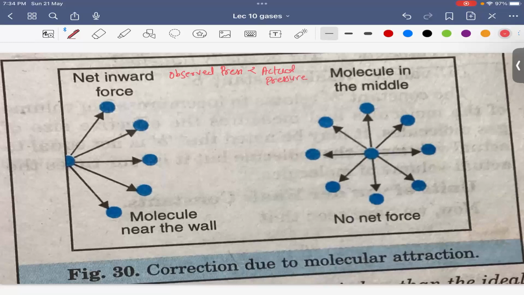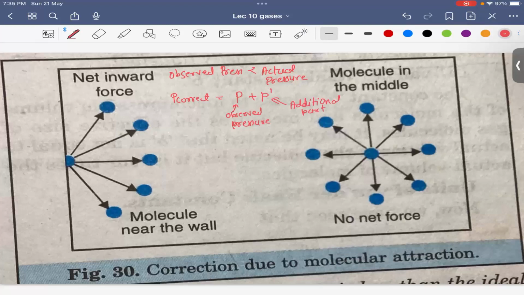Hence, we should add a correction term to it. So P corrected has to be P of the observed gas plus some P dash. If somehow we are able to find this P dash, we can find the actual pressure. So this is the observed pressure, and this is the additional part.